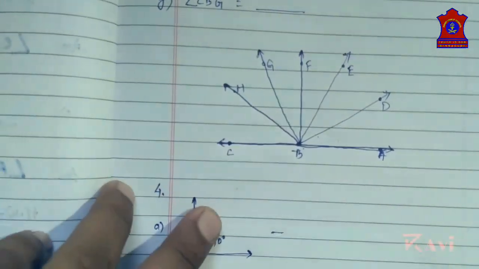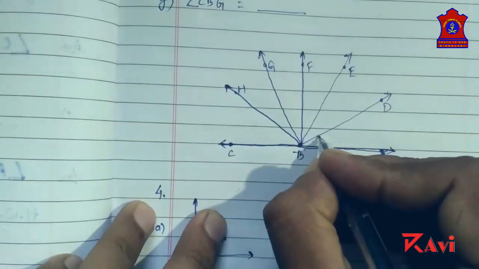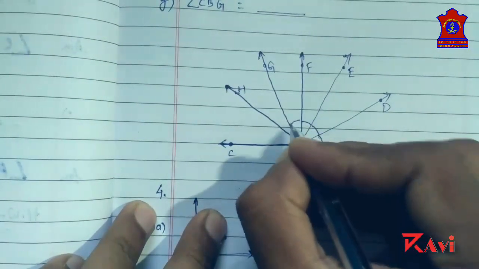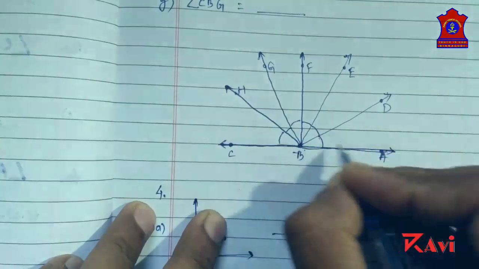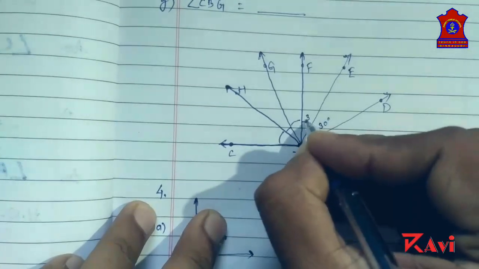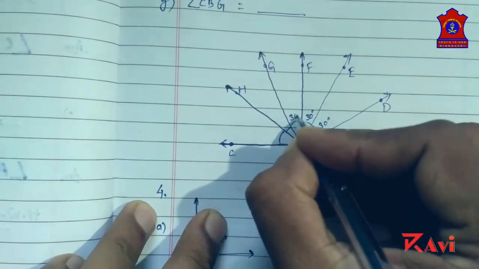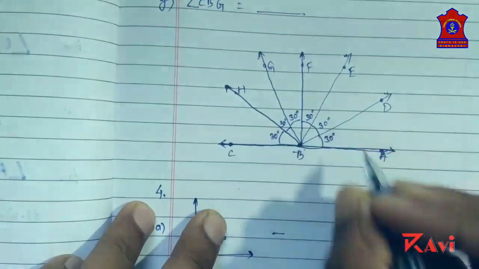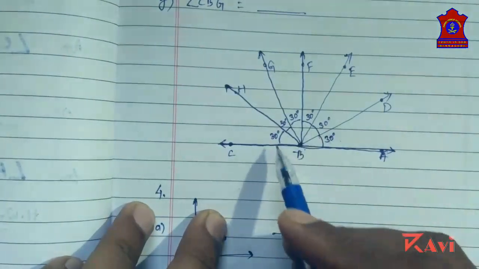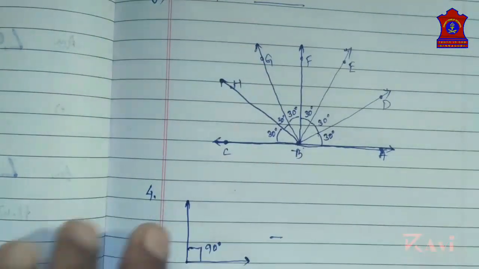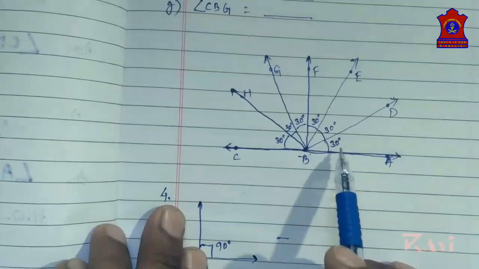So let's mark all the angles first. Each angle is of 30 degree only, as it is divided equally. See, I have not used a protractor. You will be using a protractor to draw this. See, each angle is of 30 degree.